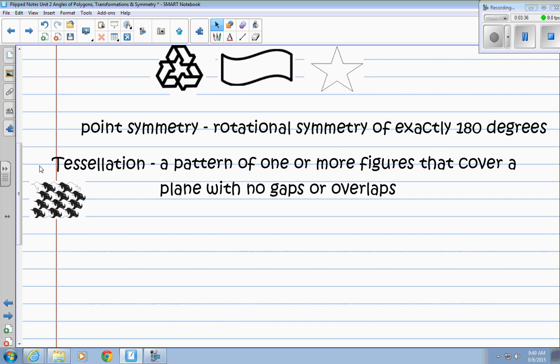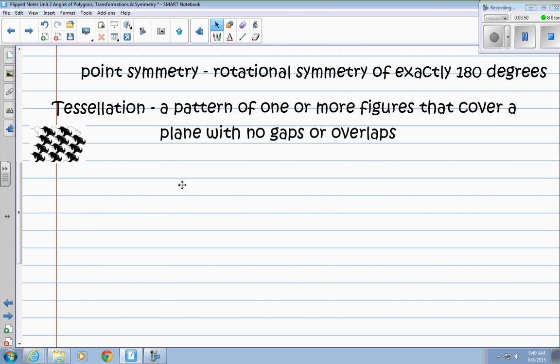This is a picture of a tessellation. You don't have to use this one, obviously, it's very complicated. You can just create a tile formation like you have in your home, of squares or rectangles, something like that. We have a few different types of tessellations.